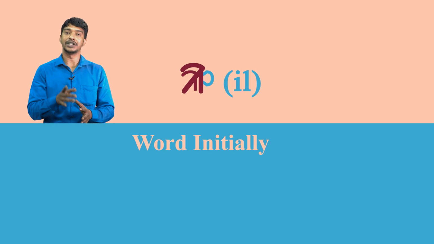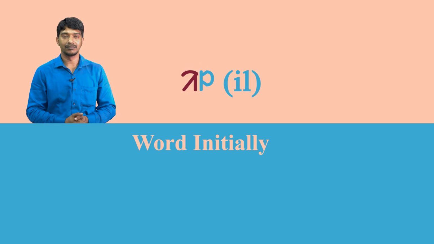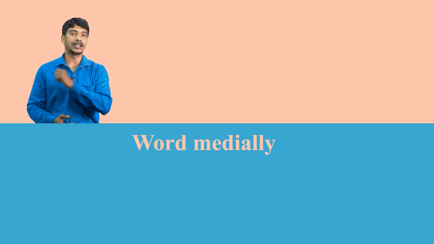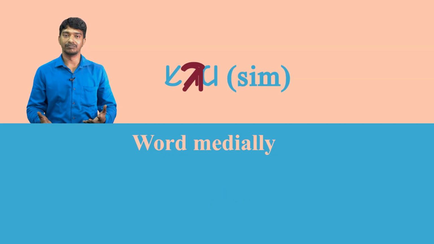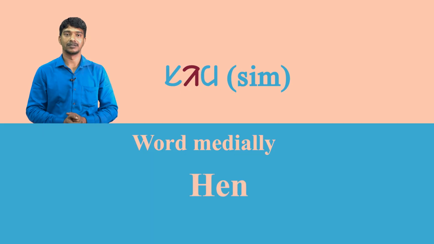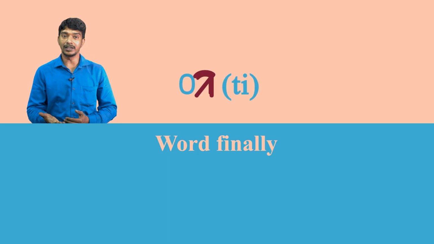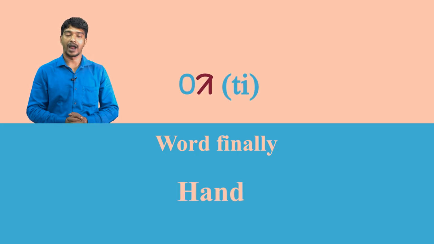This letter occurs in all positions, initially, medially, and finally, from the viewpoint of orthography. The examples are as follows. Word initially, it can appear in ill, meaning feather. Word medially, it can appear in seam, meaning hen. Word finally, it can appear in ti, meaning hand.